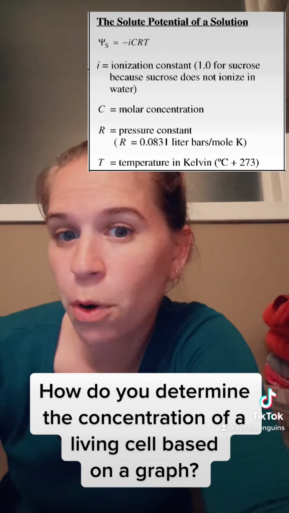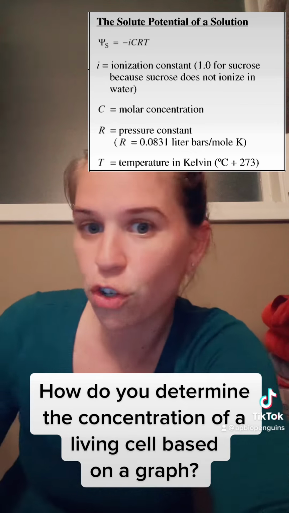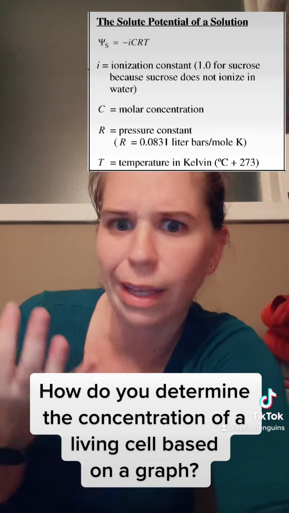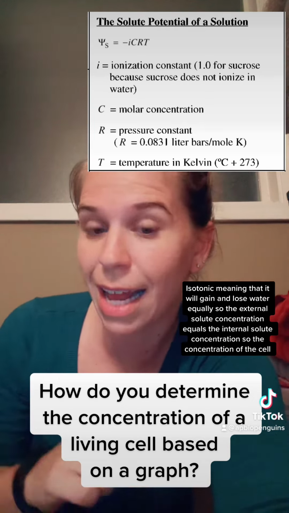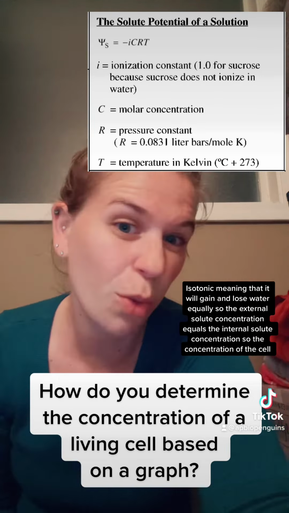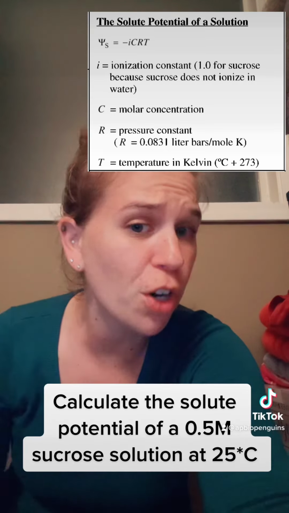You also might have to calculate the solute potential. How we've seen this before is that you might have a graph and you have to determine where the zucchini or cucumber or potato is isotonic. So wherever it crosses that x-axis is going to be where it's isotonic. You'll then sub it into this equation for concentration.